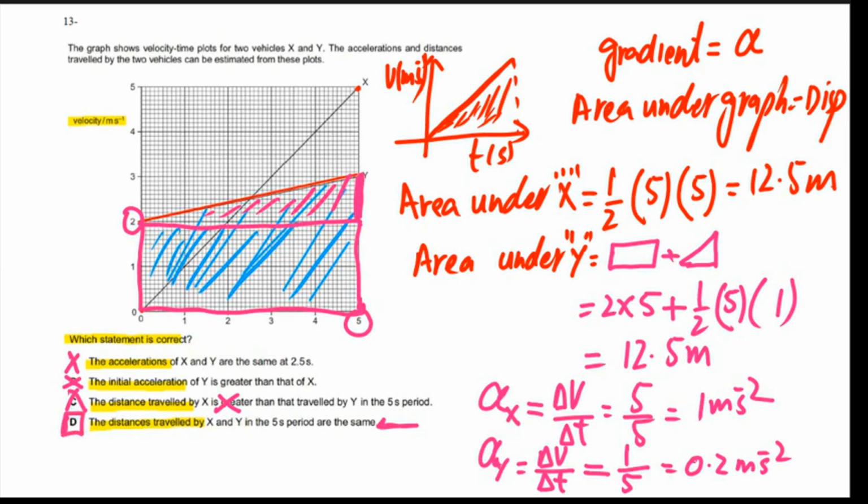So this is how we can answer this question. The only tricky part is that students often make a mistake with this part. They don't count the area of the rectangle. So you need to understand, if this is the situation, you have to consider the area of the triangle and the area of the rectangle.